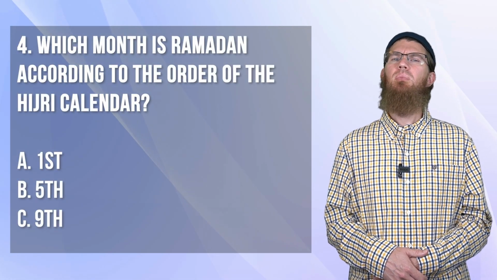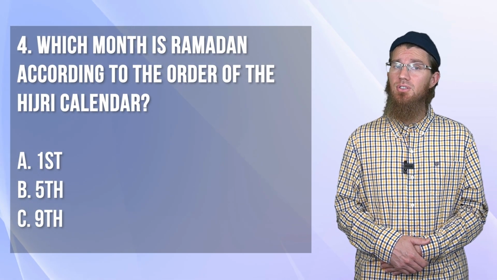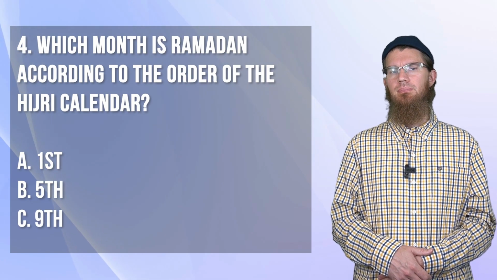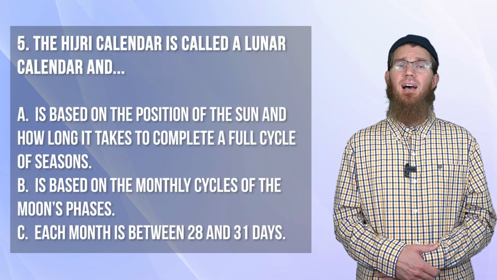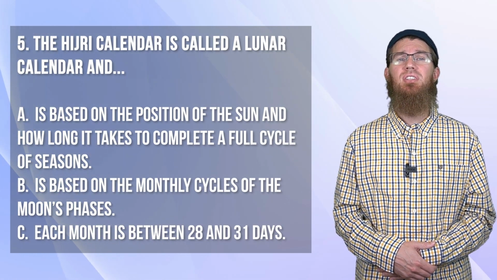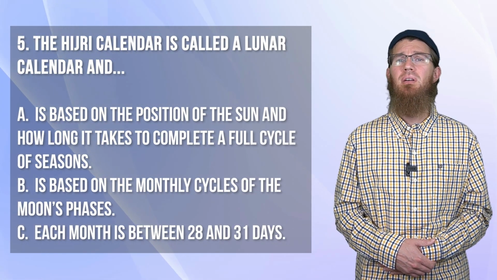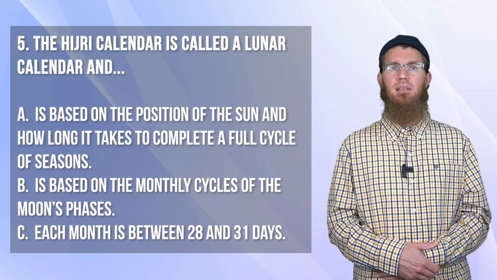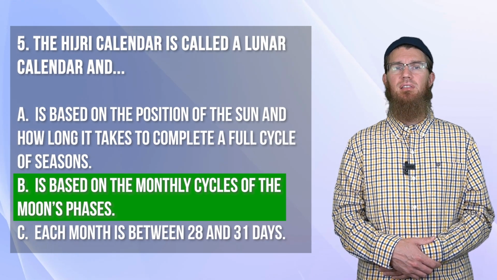Question number 4, which month is Ramadan according to the order of the Hijri calendar? Is it A, the first month, B, the 5th month, or C, the 9th month? The correct answer is C, the 9th month. Question number 5. The Hijri calendar is called a lunar calendar, and A, is based on the position of the sun and how long it takes to complete a full cycle of seasons, B, is based on the monthly cycles of the moon's phases, or C, each month is between 28 and 31 days. The correct answer is B, is based on the monthly cycles of the moon's phases.